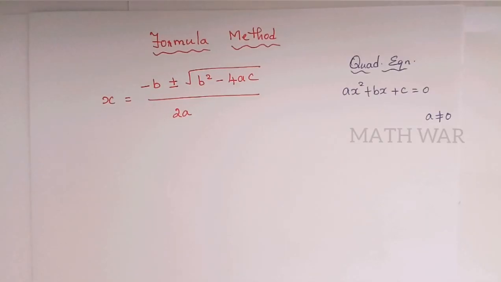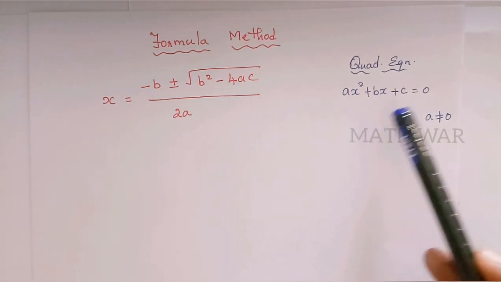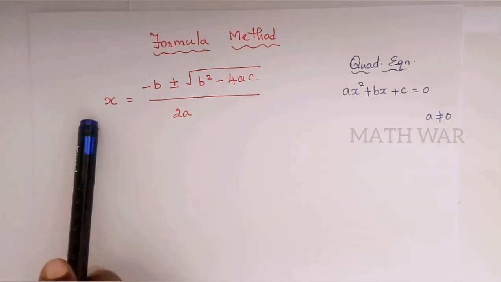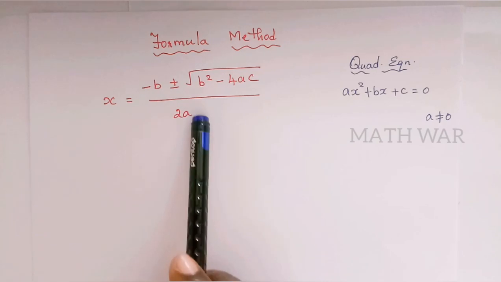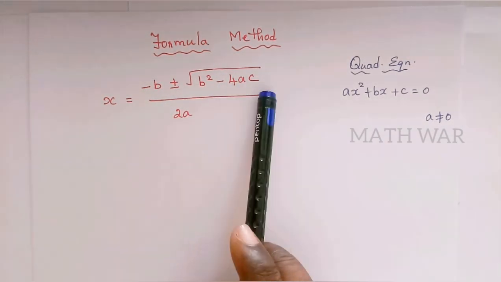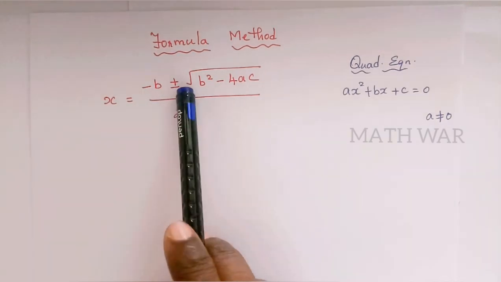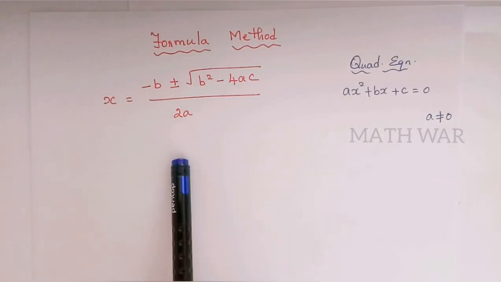The next method for solving a quadratic equation is the formula method. For any quadratic equation ax square plus bx plus c equal to 0, where a not equal to 0, the roots are x is equal to minus b plus or minus square root of b square minus 4ac, by 2a.